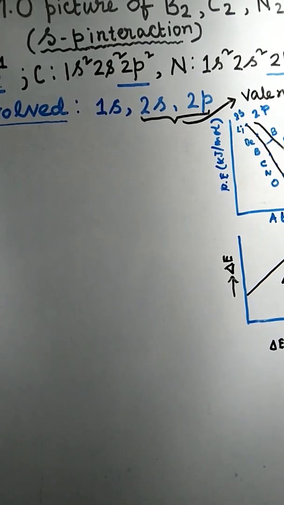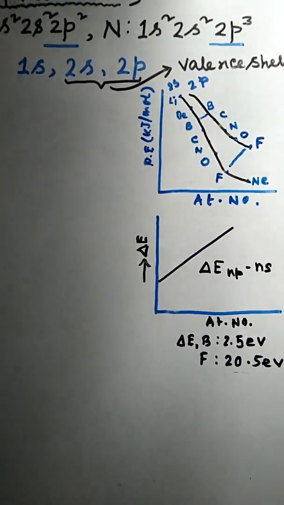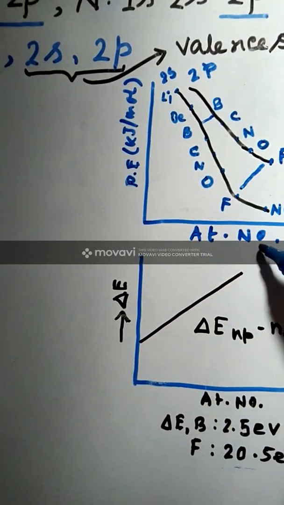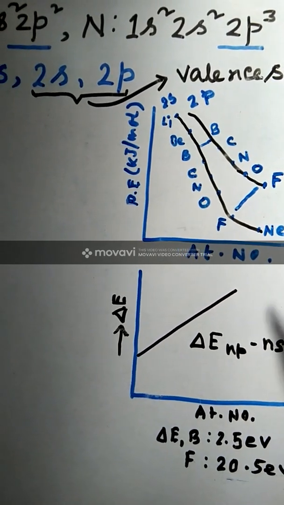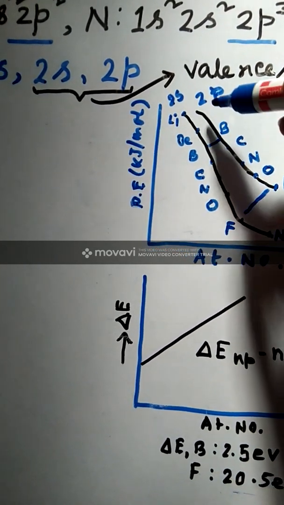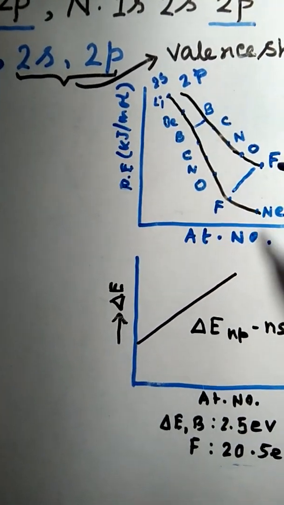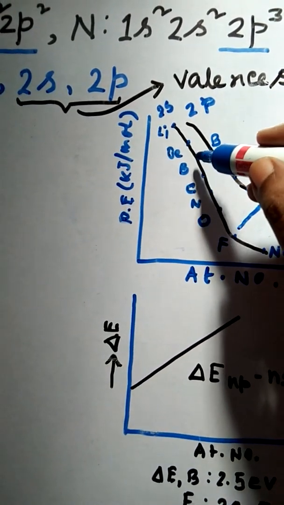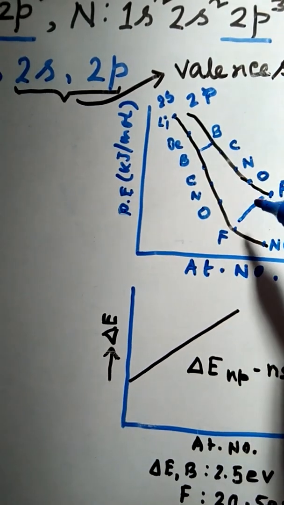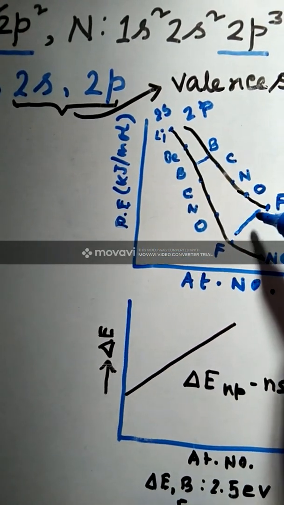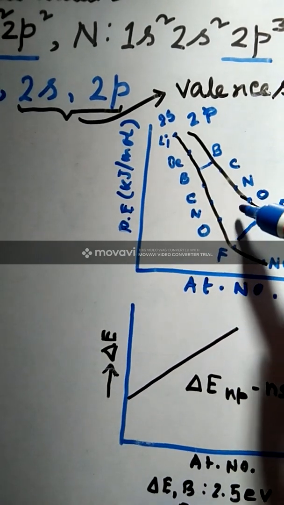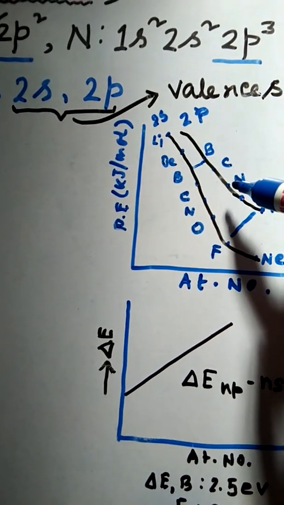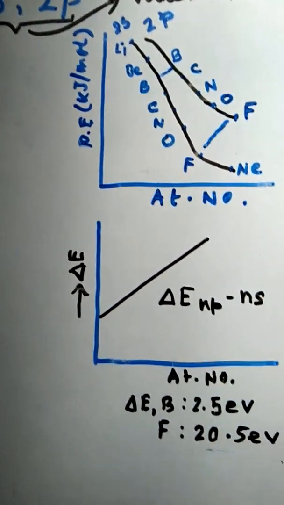And why that is so, I have explained, but still let me tell you once more. Look at this energy diagram. This is potential energy versus atomic number. Here you can see the energy of the 2s orbital and the energy of the 2p orbital. In case of boron, carbon and nitrogen, the energy difference between the 2s and 2p orbital is less. But in case of oxygen and fluorine, the energy difference is more. So there is no interaction in oxygen and fluorine, but in case of boron, carbon, nitrogen, there is an interaction between the s and p orbitals.